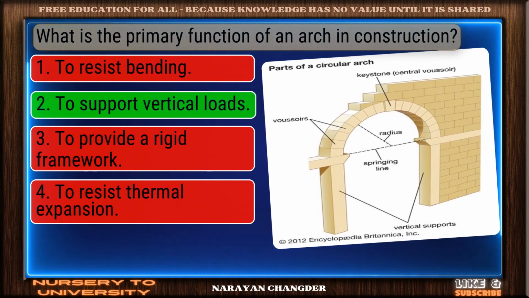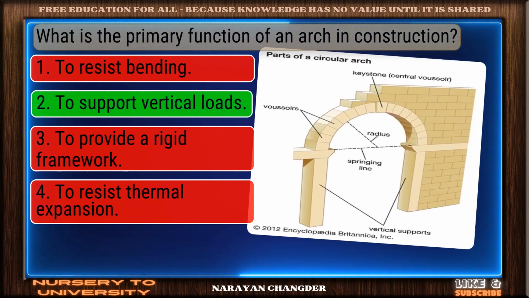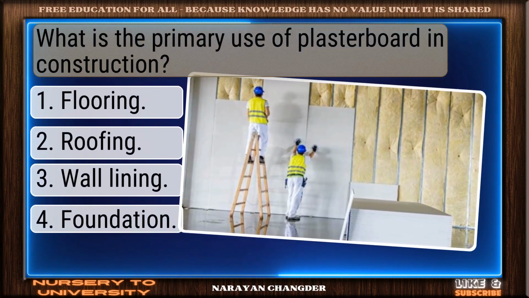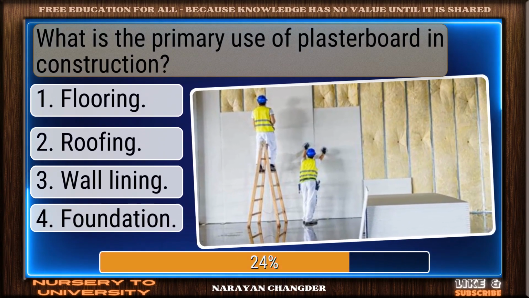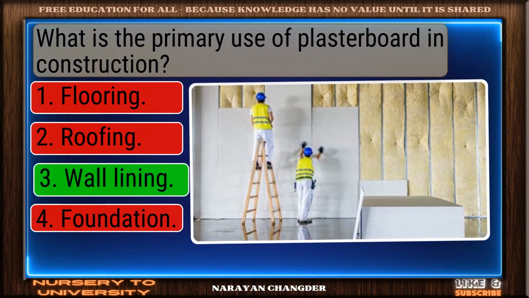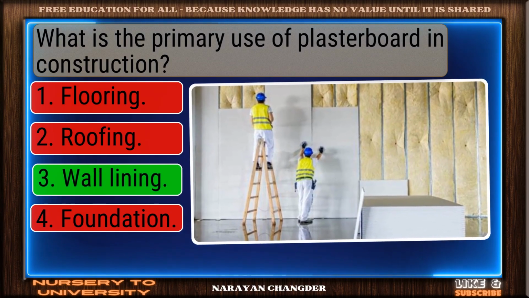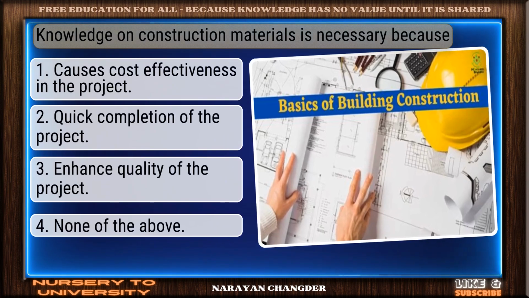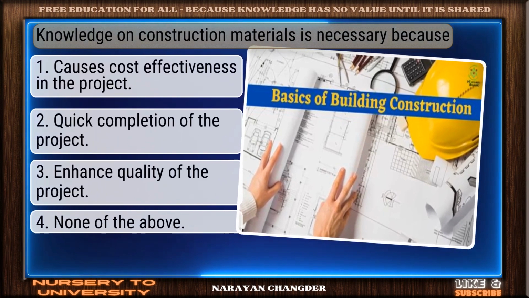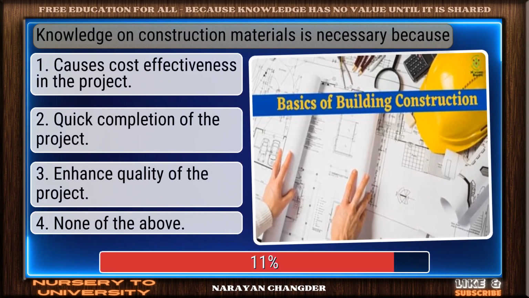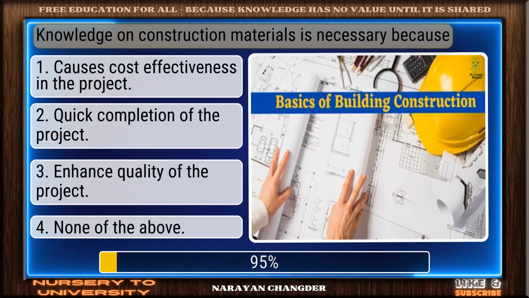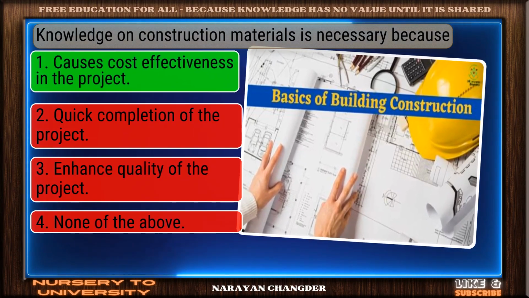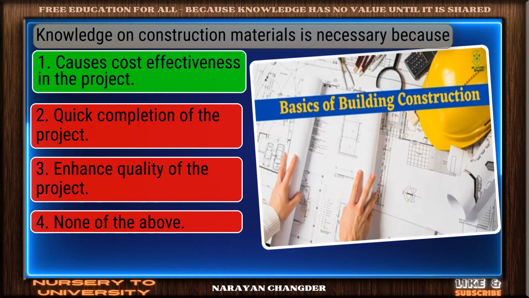Great job. To support vertical loads is the accurate answer. What is the primary use of plasterboard in construction? You're right. Wall lining is the correct answer. Knowledge on construction materials is necessary because. Well reasoned. Causes cost effectiveness in the project is the correct choice.